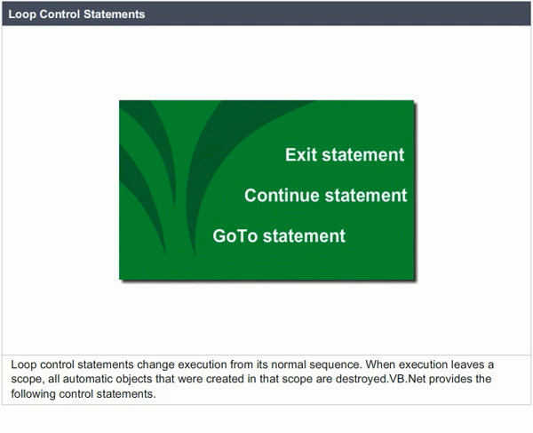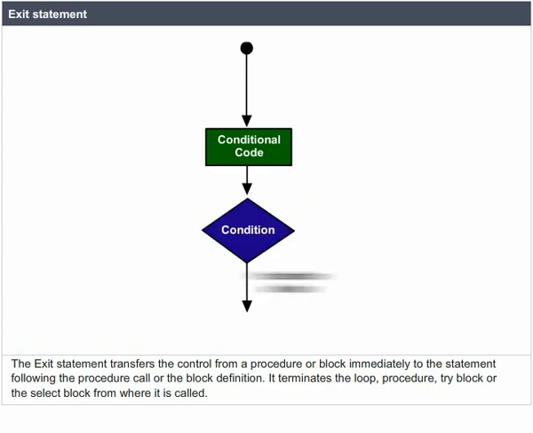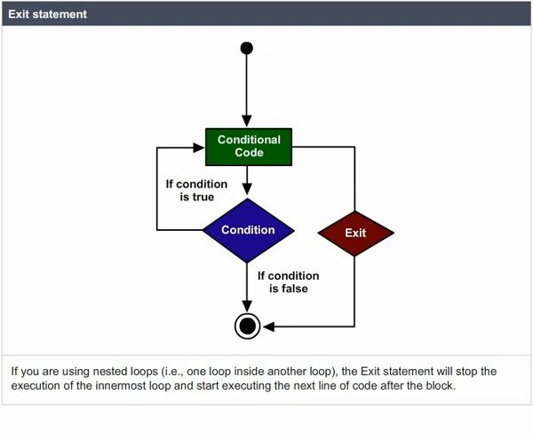Exit statement. The Exit statement transfers control from a procedure or block immediately to the statement following the procedure call or the block definition. It terminates the loop, procedure, try block, or select block from where it is called. If you're using nested loops, that is one loop inside another loop, the Exit statement will stop the execution of the innermost loop and start executing the next line of code after the block.